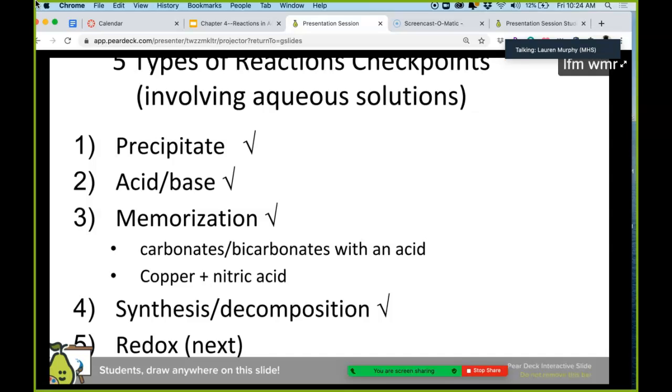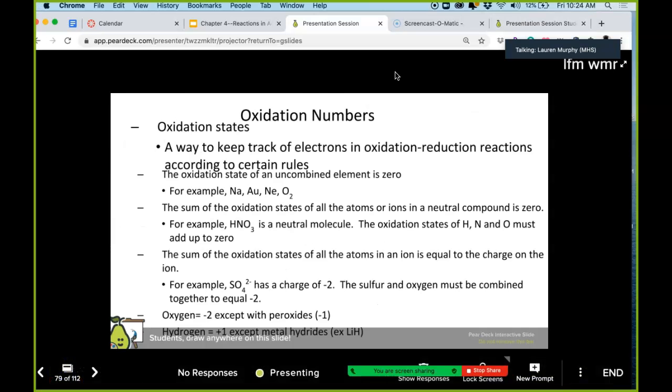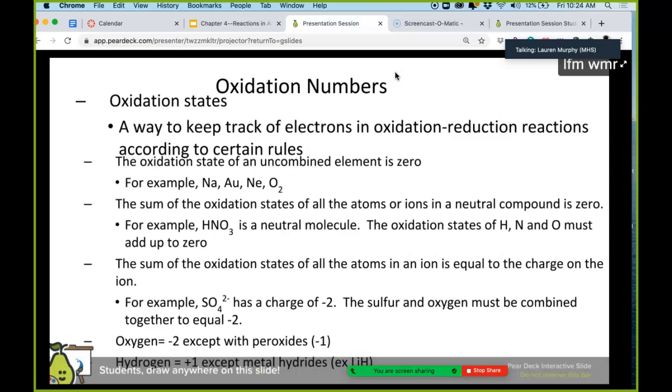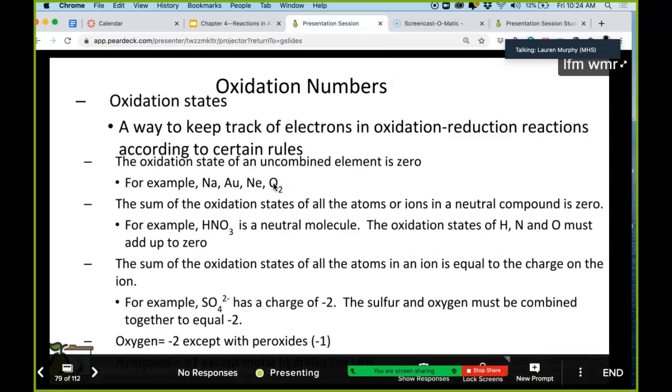You actually have done redox reactions already without knowing it. You did not know they were redox. You will now, but you have done redox reactions without knowing them. So let's talk a little bit about it. Assigning oxidation numbers is how you keep track of charge in a compound. All elements have oxidation numbers of 0, so all of these guys' oxidation states would be 0. For neutral molecules, all of the elements have to add up to 0 because there's no charge. If there is a charge, all the elements have to add up to what the charge is.